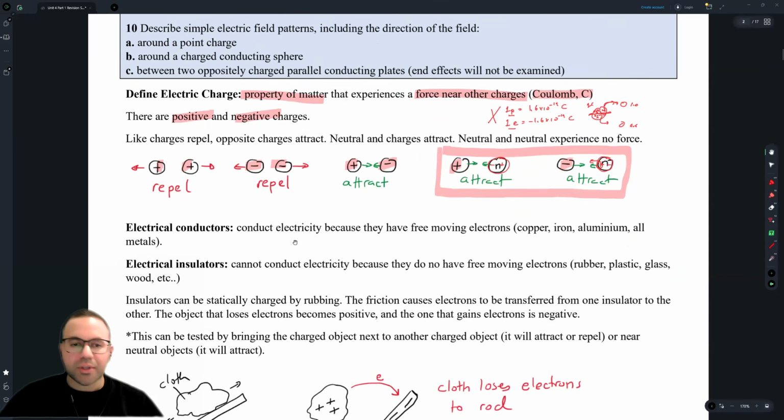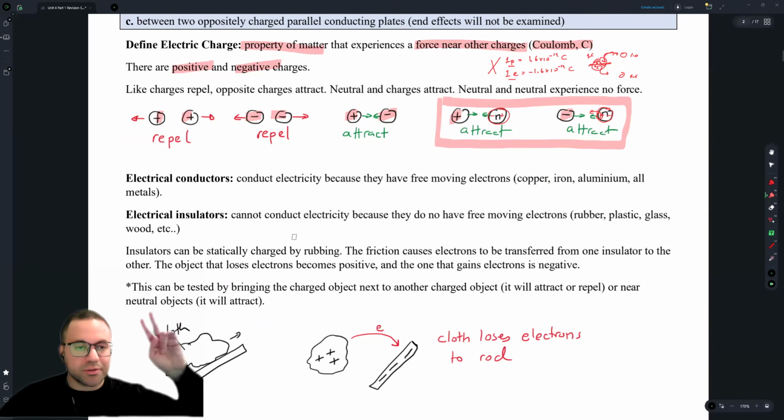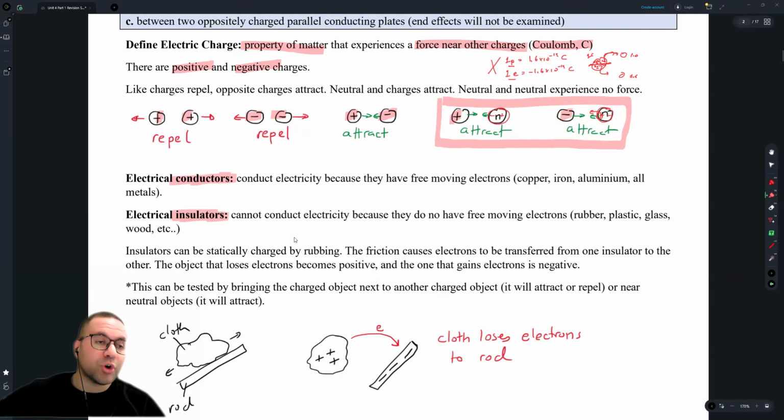Yeah. When it comes to materials, we have two types of materials: good conductors of electricity and bad conductors of electricity, which we also call insulators. Conductors are good conductors because they have free-moving electrons. We sometimes call them delocalized electrons or free-moving ions. So it's electrons that are free to move. You should know that all metals have free-moving electrons. So copper, iron, aluminum, constantan, nickel, whatever it is.